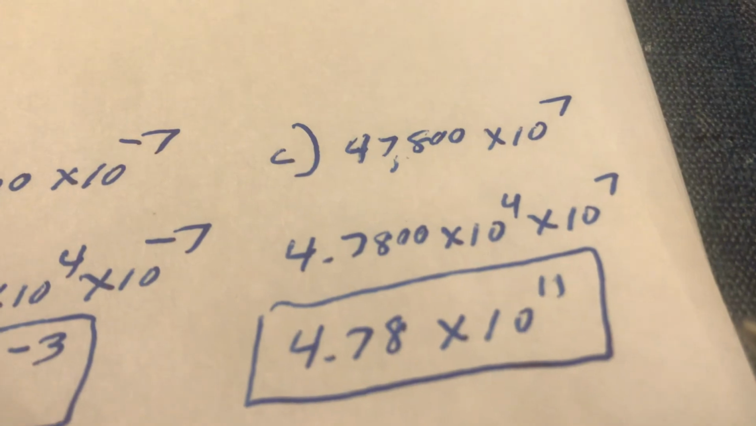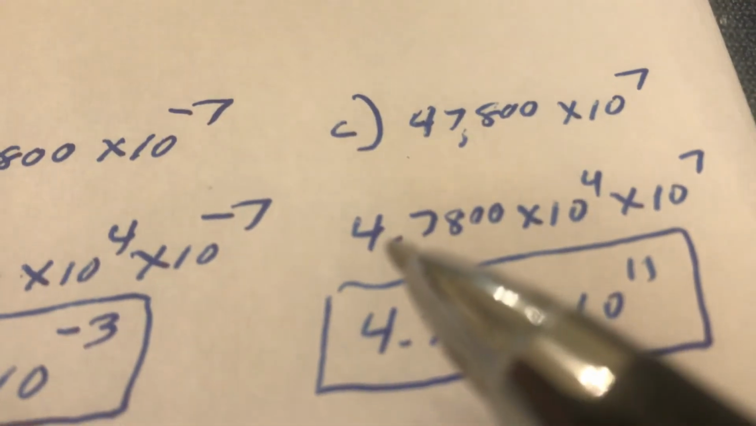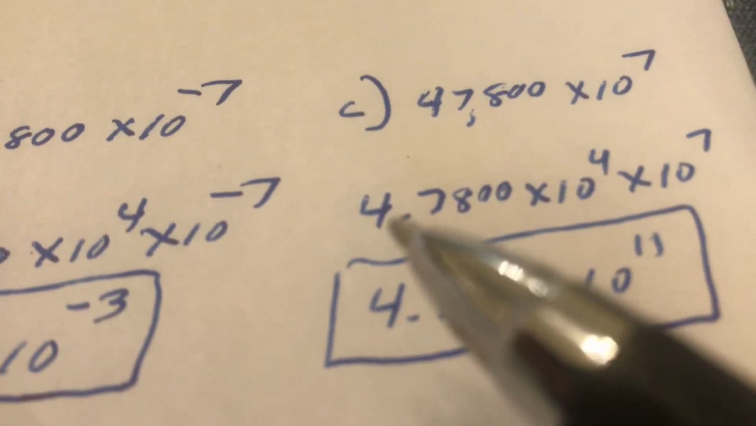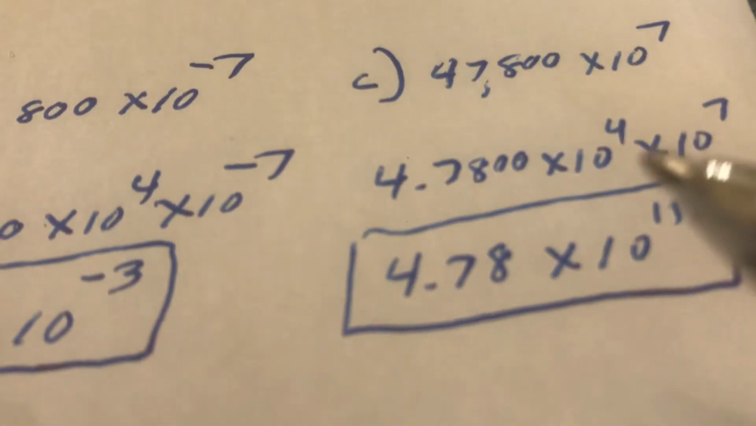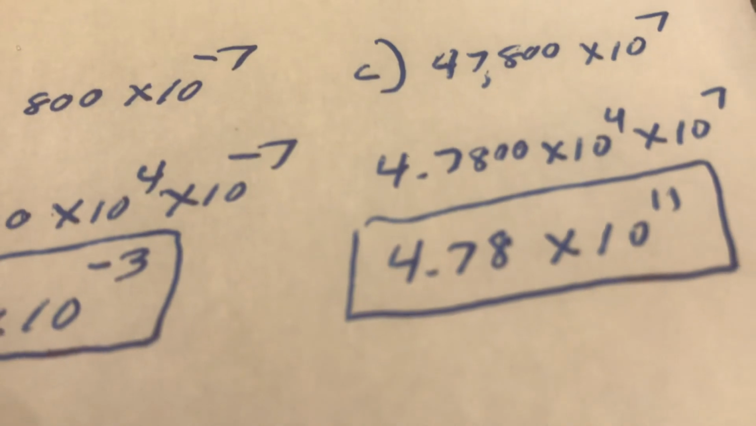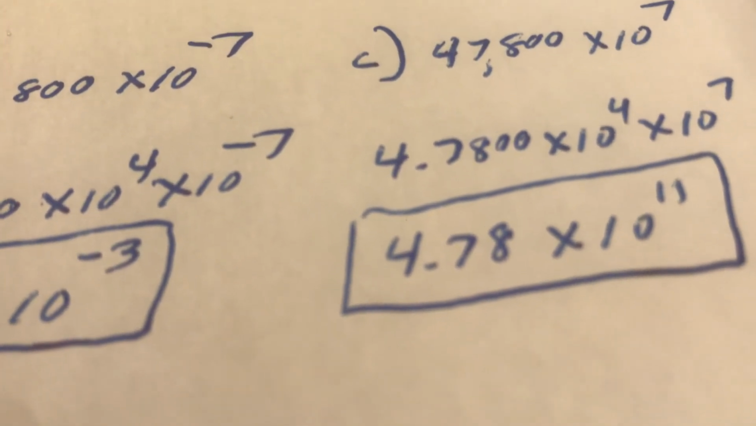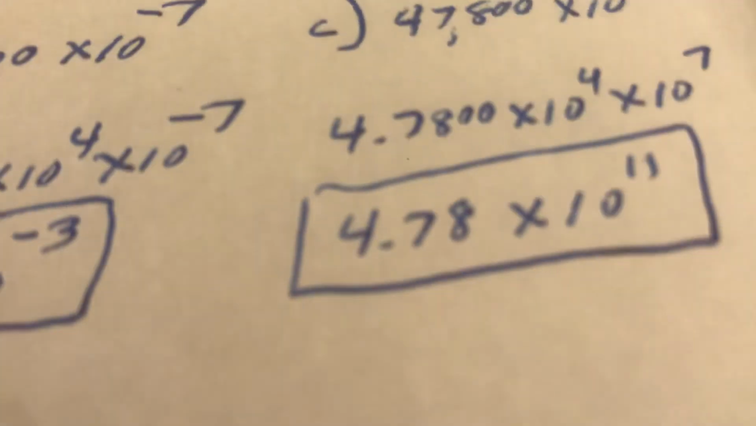Same thing here, 47,800. The decimal really should be between the 4 and the 7. And it should be 4 to the right times 10 to the 7th. And you get 4.78 times 10 to the 11th. Good luck.